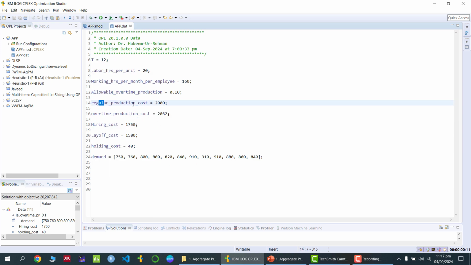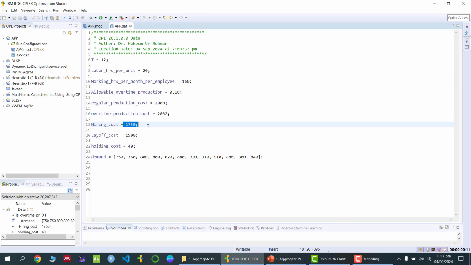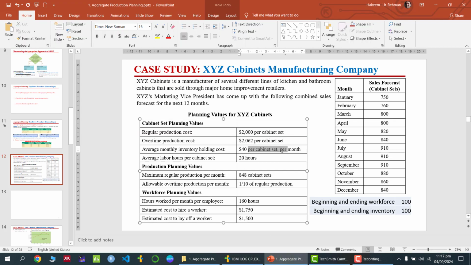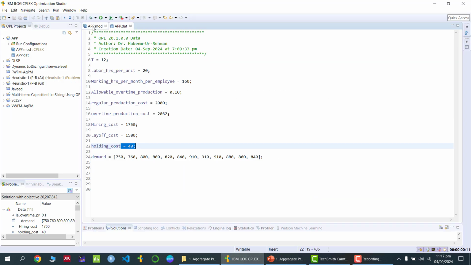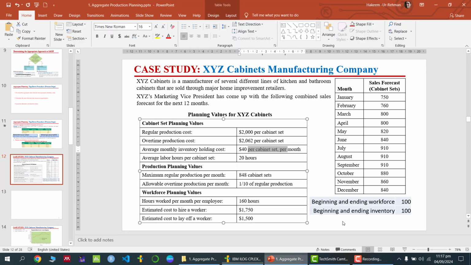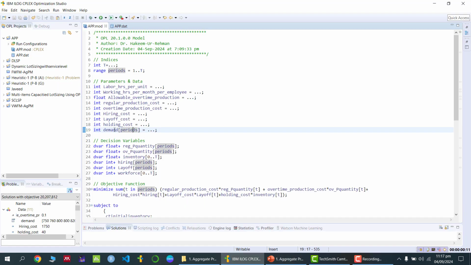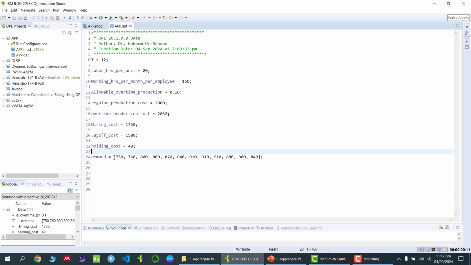So this is the regular time production cost. They have given us 2000. Similarly, we have the overtime production cost. Then this is the hiring cost, this is the layoff cost, and this is the holding cost per unit, which is 40. In order to define the demand, because the demand is varying in every time period, we need to use an array. This indicates the demand for January, then for February, for March, and so on.